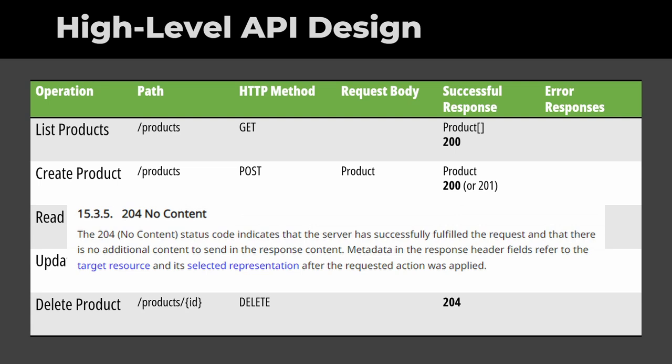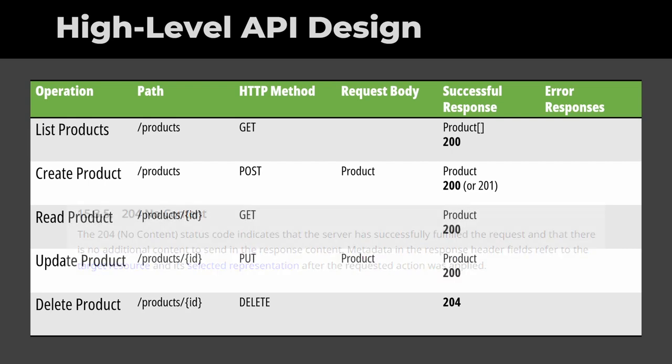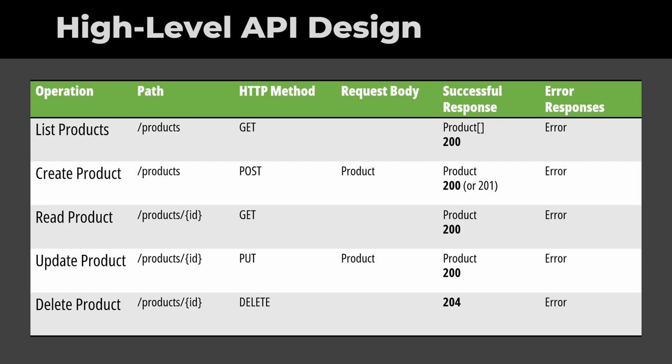For the delete request, we return 204, which means no content, which makes sense because in that particular request, we will not return a product back. Next step is to define the error responses.